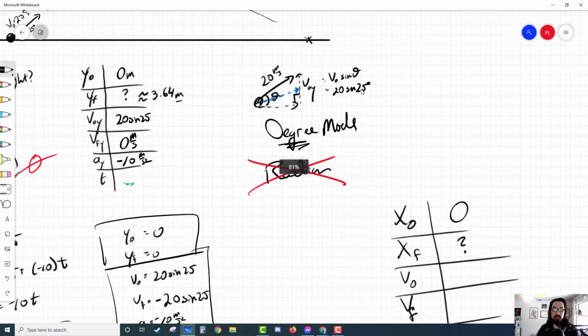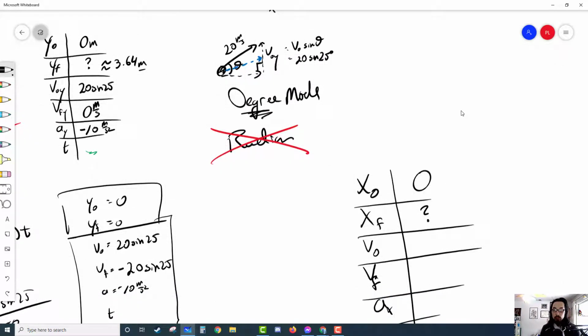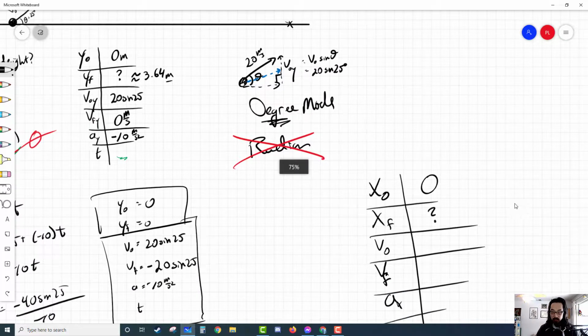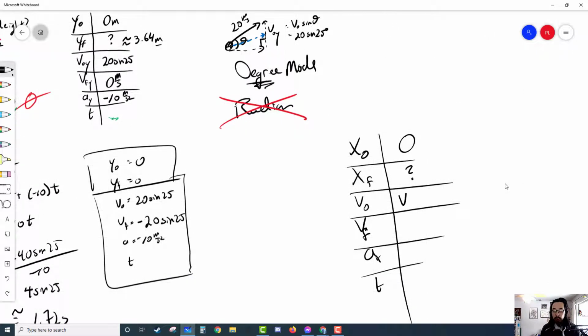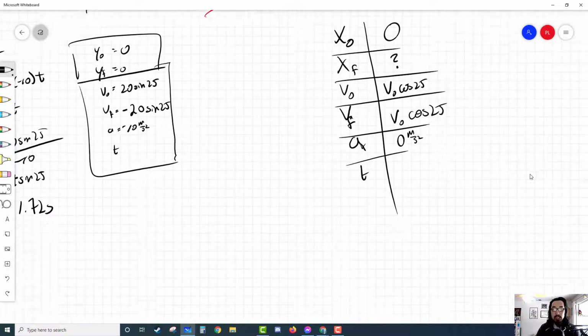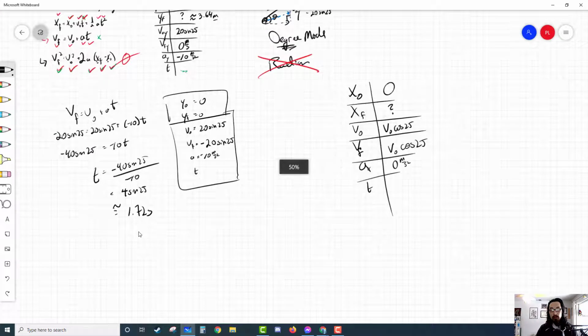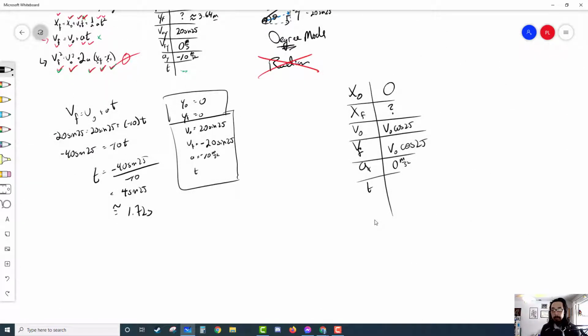If we use sine for the y-axis, we can use cosine for the x-axis. So it'll be V0 cosine 25, and because the initial and the final are the same, we say that the two are equal. A sub x is going to be 0. That's usually the case in the x-axis unless told otherwise. And we found what t was from before, 1.72. So I'm going to put that in there, 1.72 seconds.